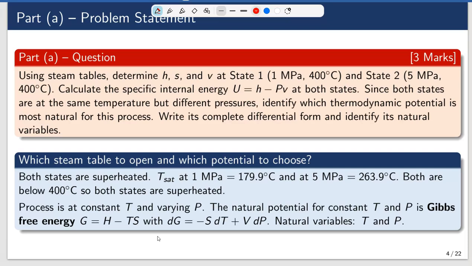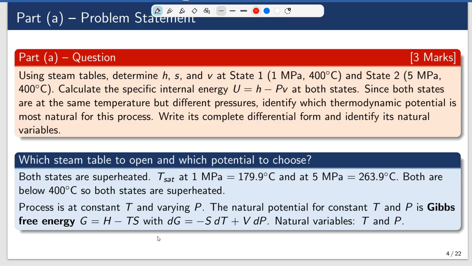Now part A question is, using steam table determine H, S and V at state 1 megapascal 400 degree centigrade and state 2 5 megapascal 400 degree centigrade. Now here we have to calculate the specific internal energy. U is equal to H minus PV at both states. Since both states are the same temperature but different pressure, identify which thermodynamic potential is most natural for this process and write its complete differential form and identify its natural variables. So these are the questions.